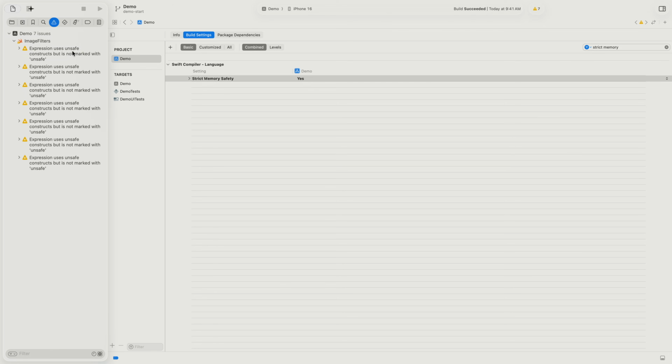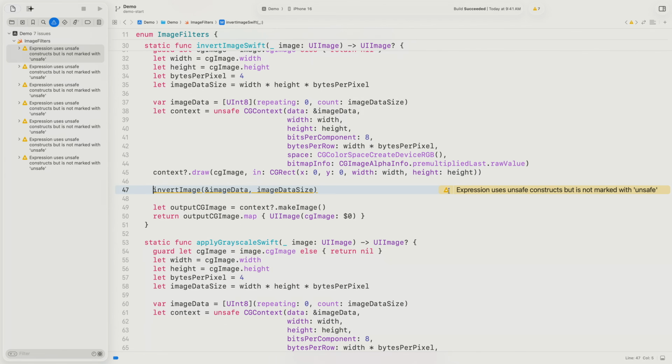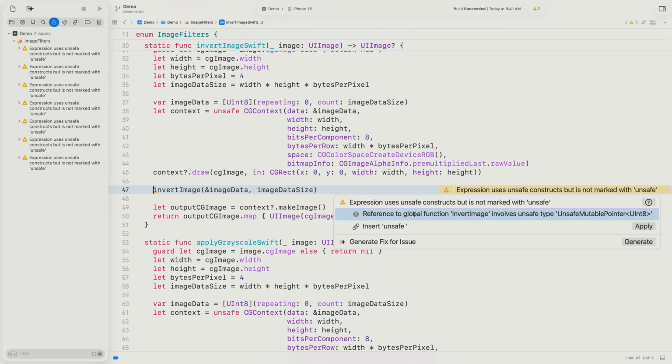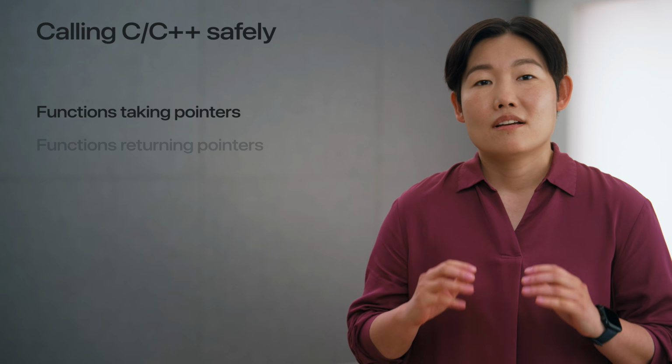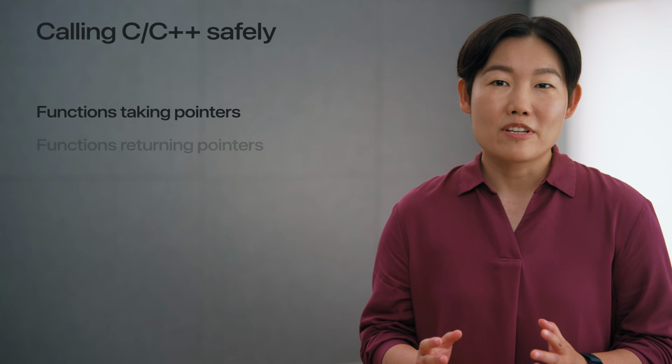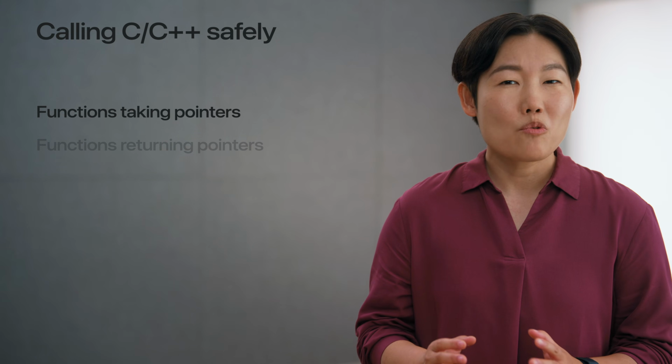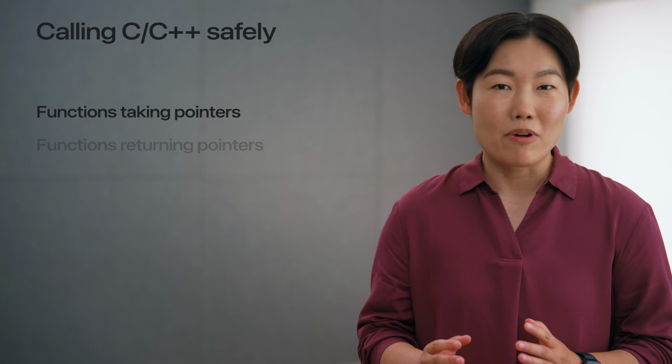Let's talk about how to annotate functions that take and return pointers. To do that, let's return to my app. The first warning is on a use of invert image function that takes a raw pointer. I'll show you how to safely call functions like that, the ones that take pointers as parameters.